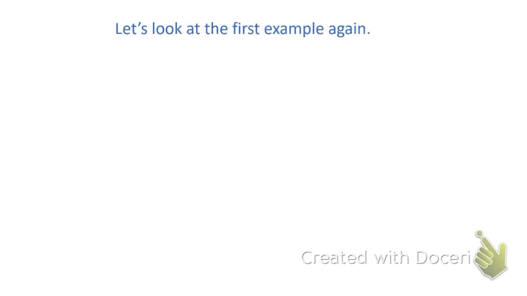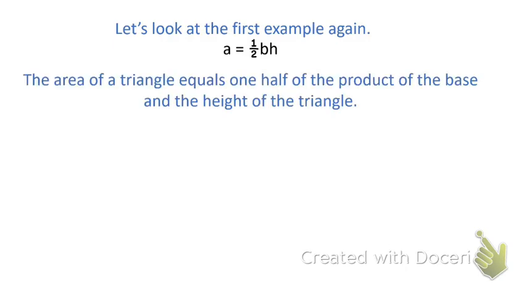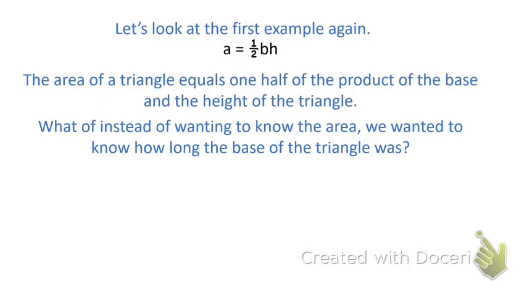Now let's take a look at that first example. Area equals 1/2 base times height. The area of a triangle, 1/2 the product of base times height. Now, what if instead of wanting to know how big the area was, we want to know how long the base of the triangle was? That is, in the formula, I want to solve for b instead. I want to get b by itself.